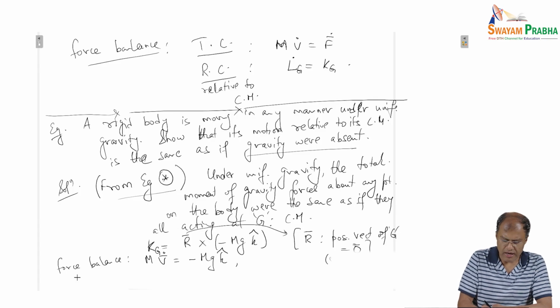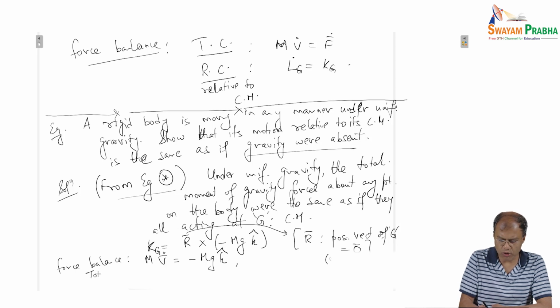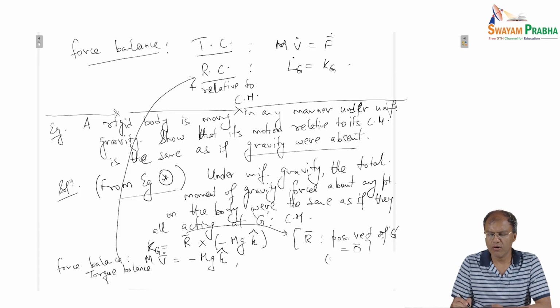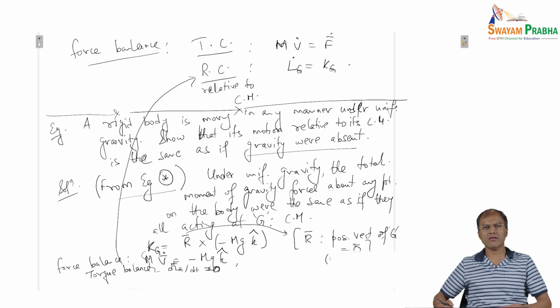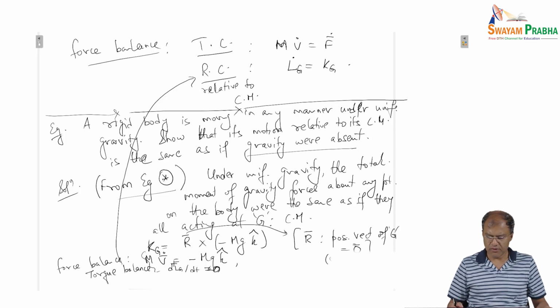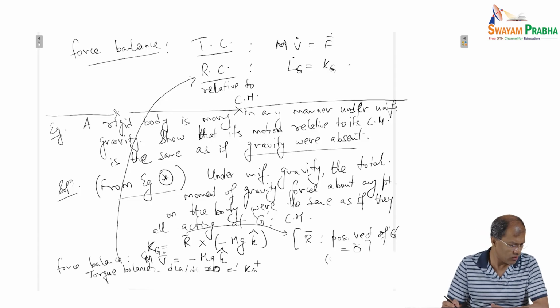We call this now, I add a new term, the rotational component of the force balance, or we call this the torque balance. One and the same thing. This is the same as the component relative to the center of mass. So that is the torque balance. So the torque balance gives us that dLg dt is 0. So dLg dt is 0, right? So that is what we have. Why? Because our kg is 0. The net torque is 0.